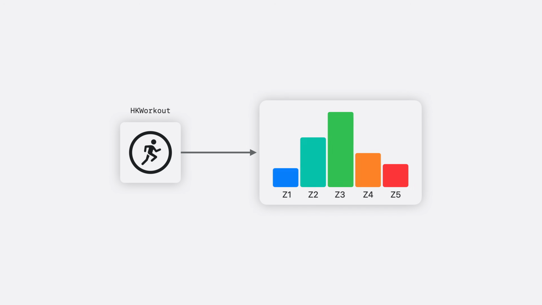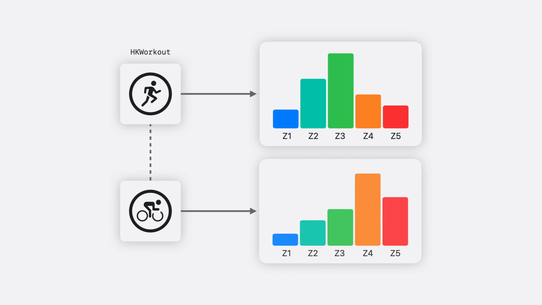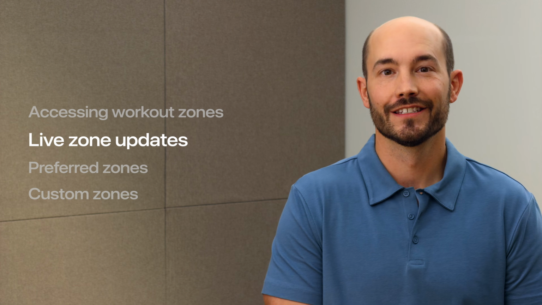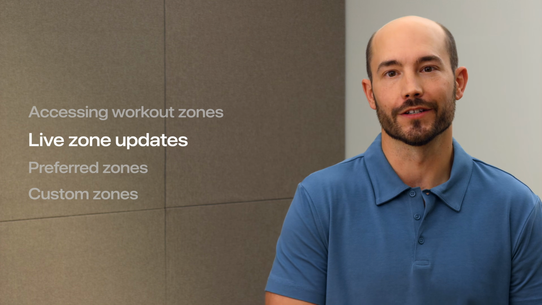Workout zones are available on HKWorkout and HKWorkoutActivity. This means your app can display zones for the entire duration of a workout all at once, or, in the case of multi-sport workouts, break them up by individual activities. Some workout plans require a person to stay in or below specific zones.